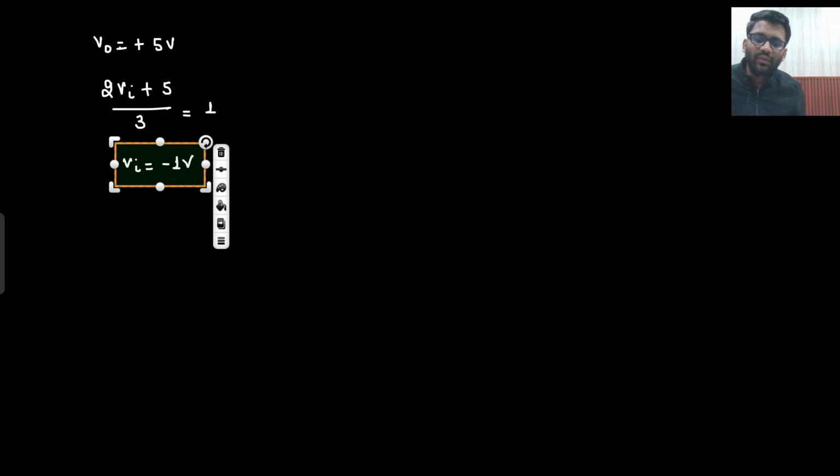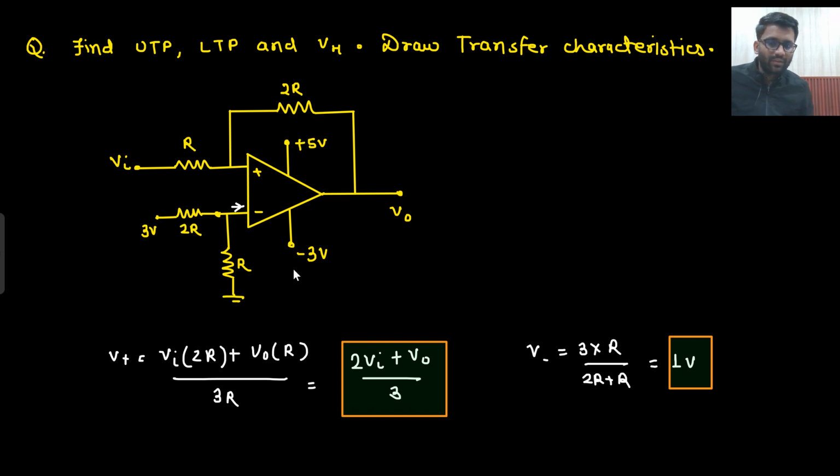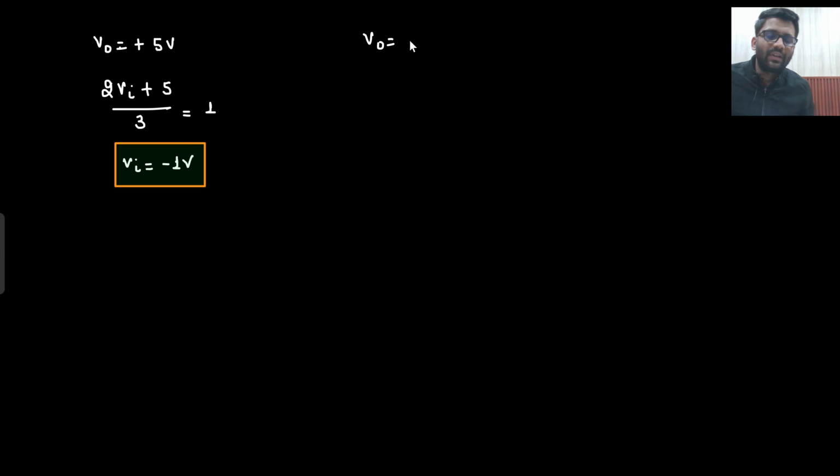What could the other threshold voltage be? For the negative output, just see, this is not minus 5, this is minus 3, it could be anything, it could be 0 as well. The negative output is minus 3. So (2Vin minus 3) divided by 3 equals 1. So 3 plus 3 is 6, 6 divided by 2, so Vin equals 3.